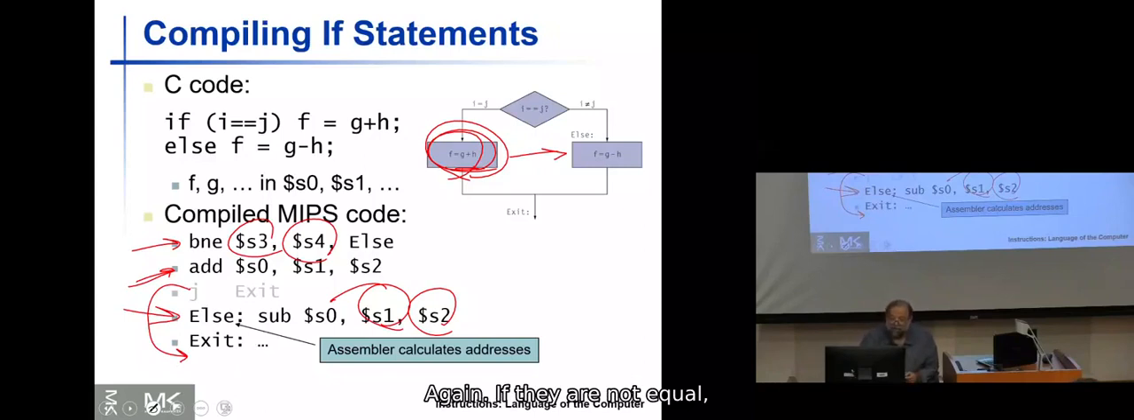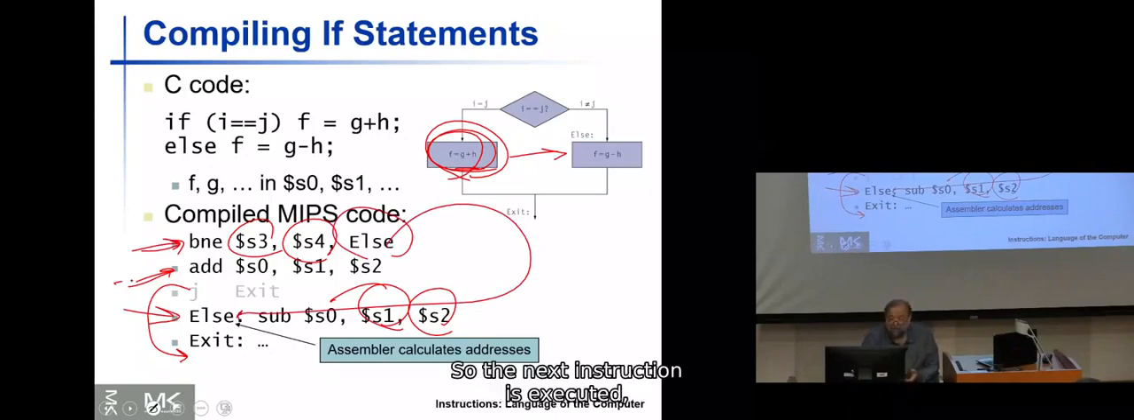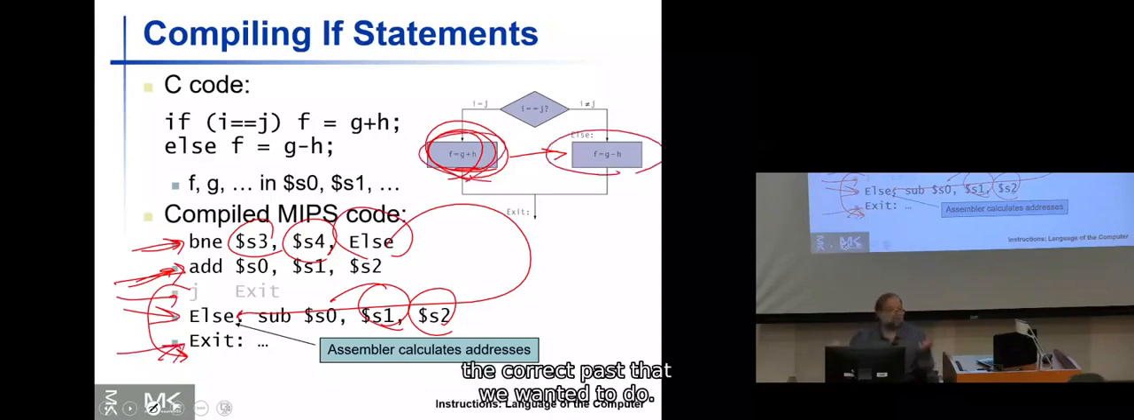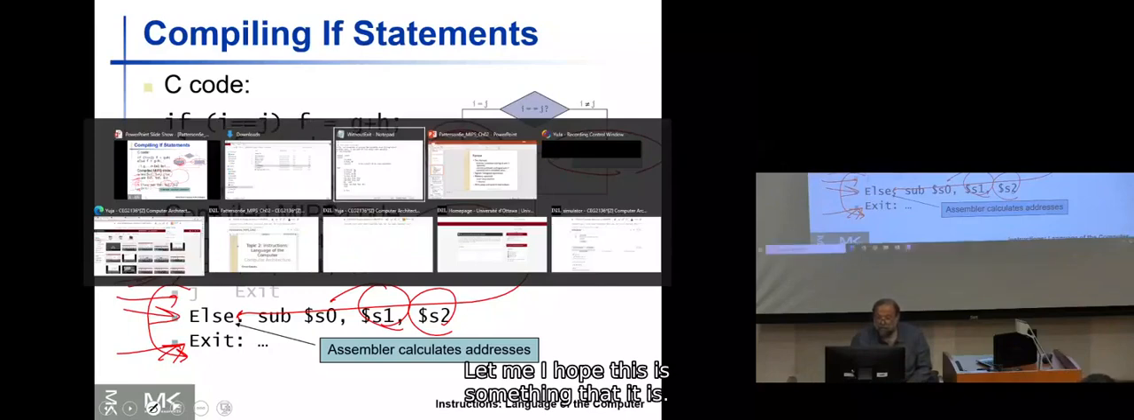So again, if they are not equal, the branch is taken. And if the branch is taken, it goes to here. If they are equal, the branch is not taken. So the next instruction is executed, and then the next instruction is J, and it comes here. So in both directions, we reach here, but with the correct path that we wanted. Okay, I hope this is something like that.